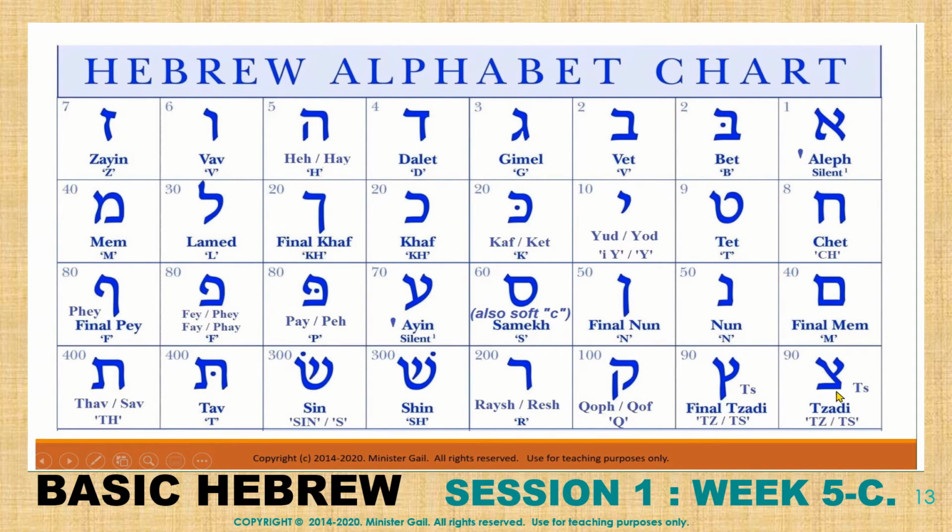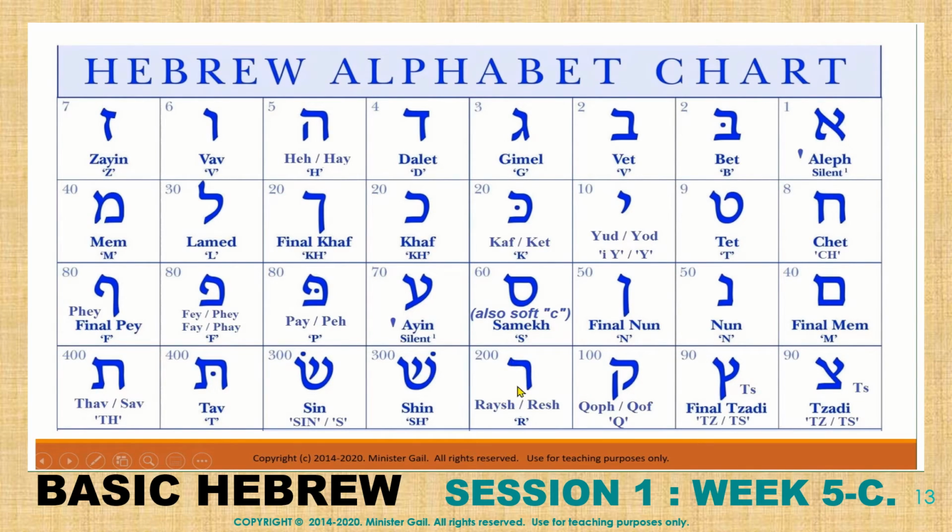Tasadi, this will be a TS or a TZ, the tree of life, the branch of righteousness. Tasadi, or Sadi, they'll just say Sadi. Final or sofit Sadi, the tree of life, branch of righteousness, and it will be below the line. Kof, this should be above the line. Kof, Q, O-P-H or Q-O-F. Remember the P-H sounds like the F. Same sound like Phyllis. Sometimes they write a Q there or a K, but it's supposed to be a Q.